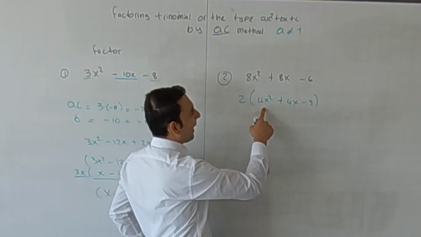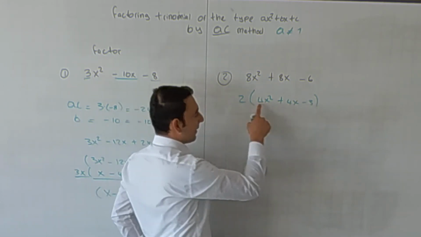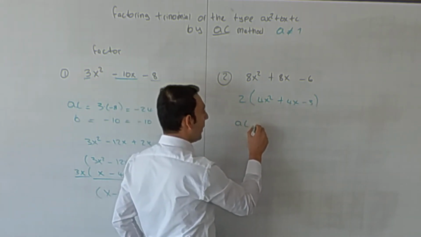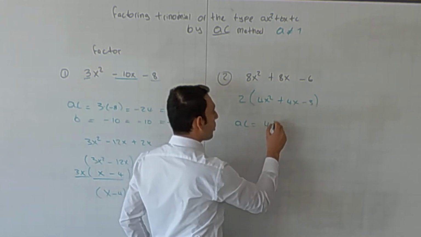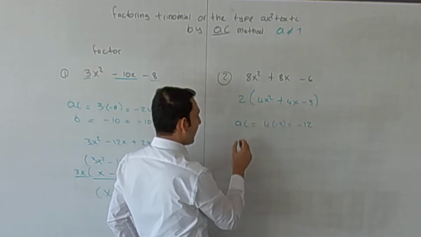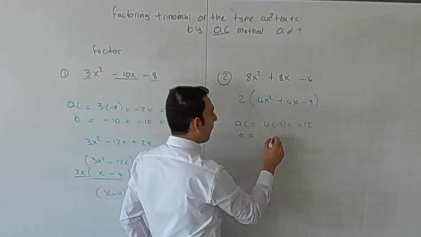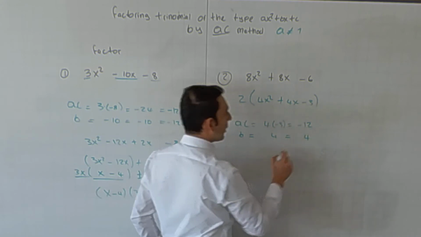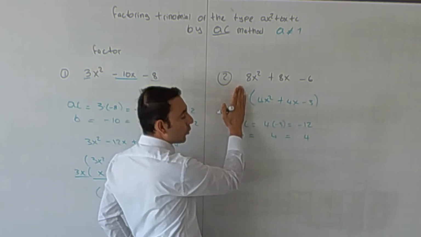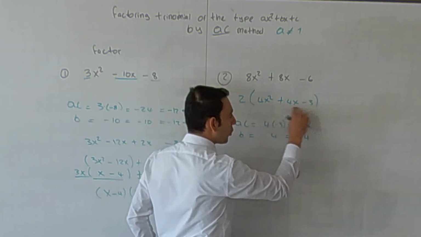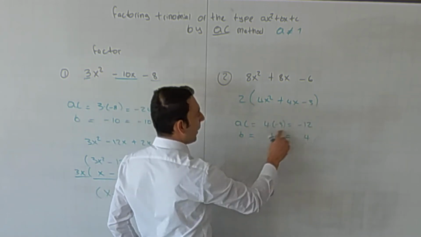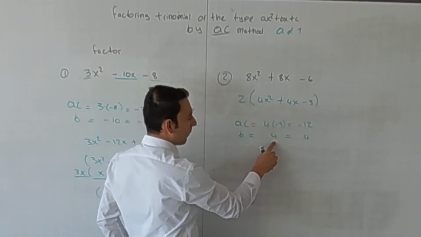Then remember, by AC we have to multiply A and C. Then A is 4 and C is negative 3. Then AC is 4 times 3, and of course it is negative 12. And B is 4, okay? Positive 4. Remember guys, we forgot the original polynomial and we forgot these two for a moment, and we are focused just on the trinomial inside. AC is 4 times negative 3, negative 12, and B is positive 4, okay?